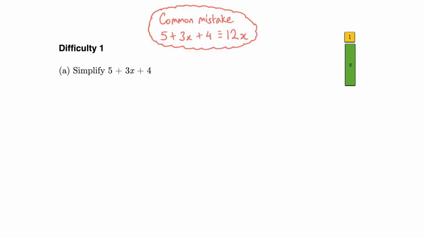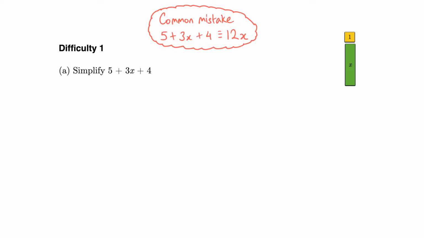I'm going to illustrate why that's wrong using tiles that I've got over on the side of my screen. The key point here is that you can't just add the 3x to the 5 and the 4 as if it was just worth 3. 3x is 3 multiplied by x, and x here is an unknown or a variable. We don't actually know exactly what it is, so we can't treat it as if x was just one whole. That's why I've got two different types of tile. I've got yellow tiles representing 1 and green tiles representing x. And the point is, x could be different, which is why the tile is a different size.